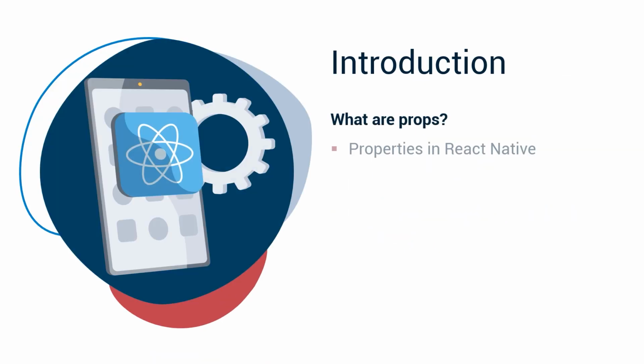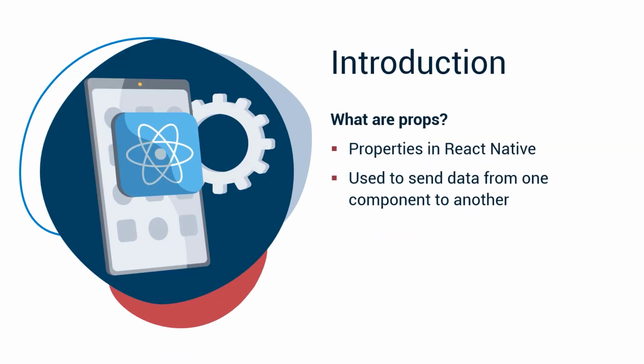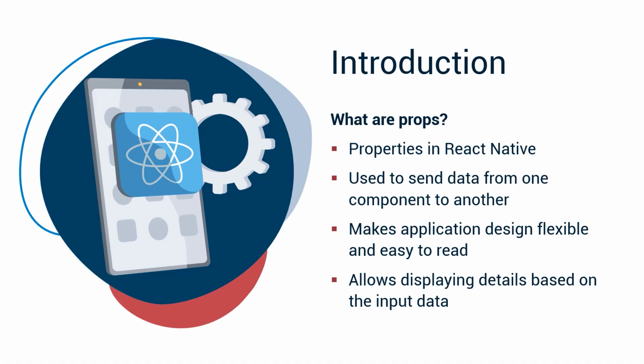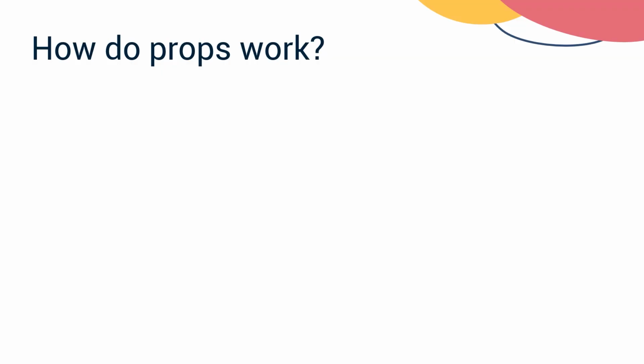Props in React Native are the properties used to send data from one component to another. This data transmission makes your application design flexible and easy to read, allowing you to display or update details based on the data you provide. Let's look at how props work.